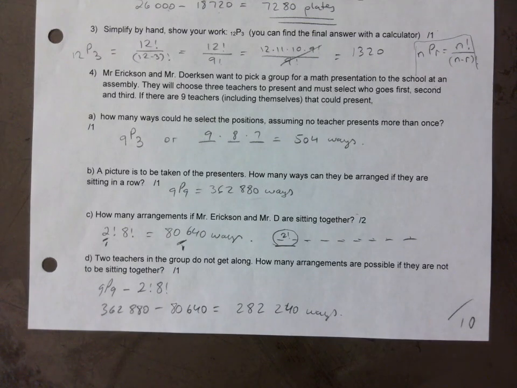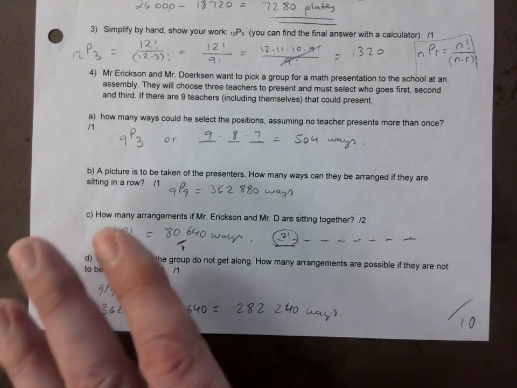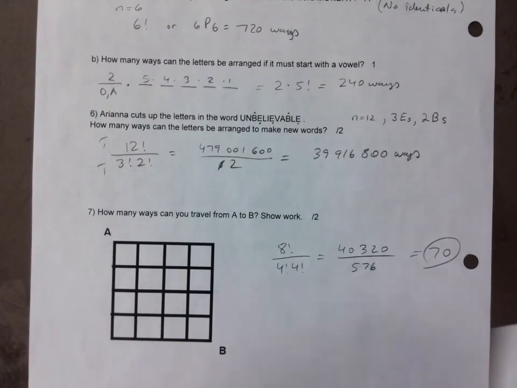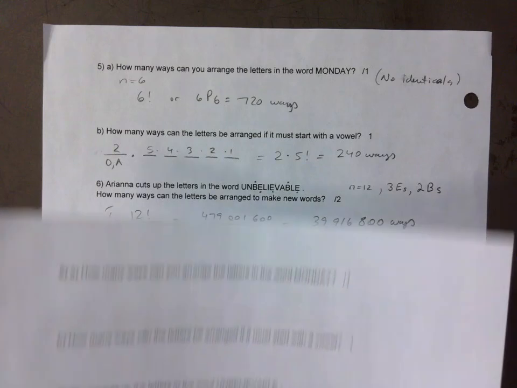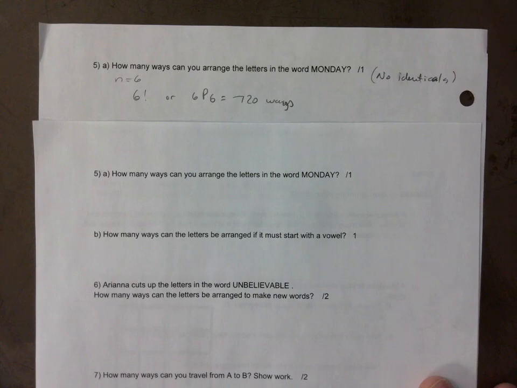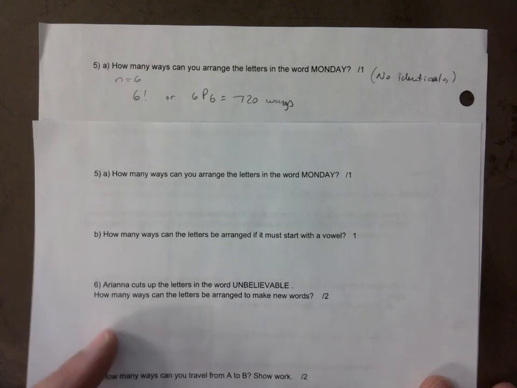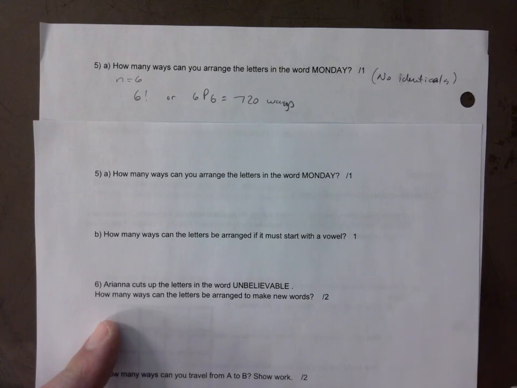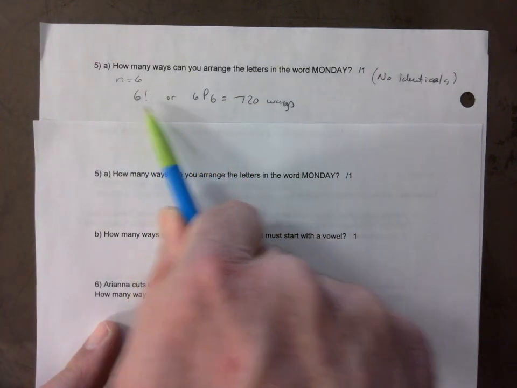Okay, so 10 marks for this page. Then we'll go to the back. How many ways can you arrange the letters in the word Monday? There are no repeats, but you do have a limited supply, so you can't go 6 times 6. So it's 6 pick 6, or 6 factorial, 720 ways.